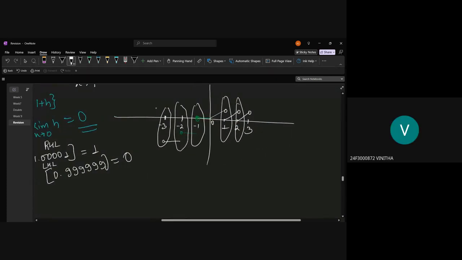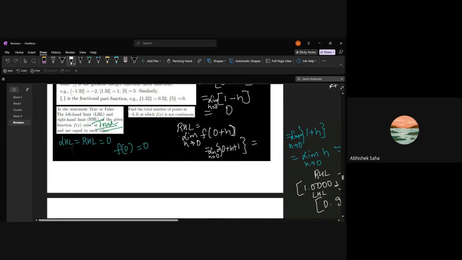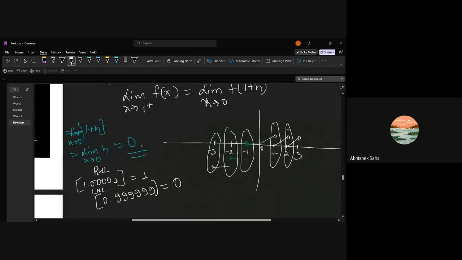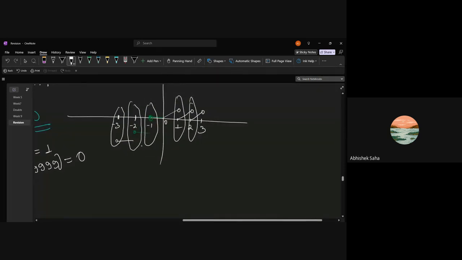So there are a total number of five discontinuous points. Okay, you have seen that there are a total of 5 points at which the function is discontinuous between minus 3 and 3.